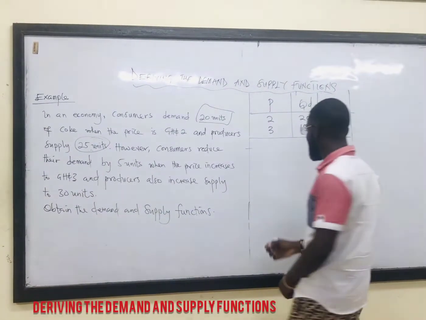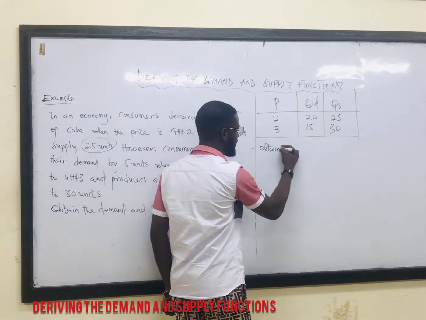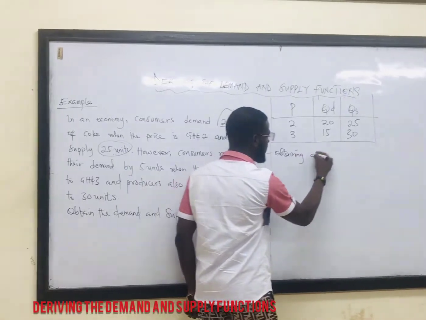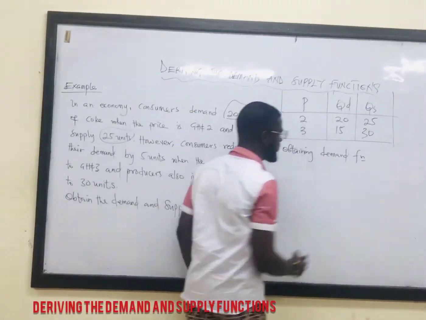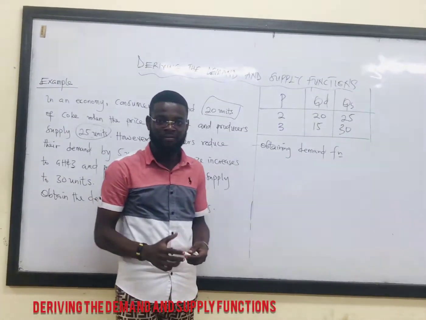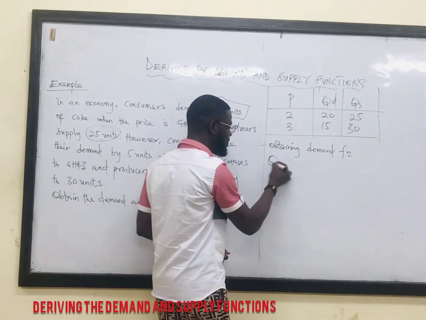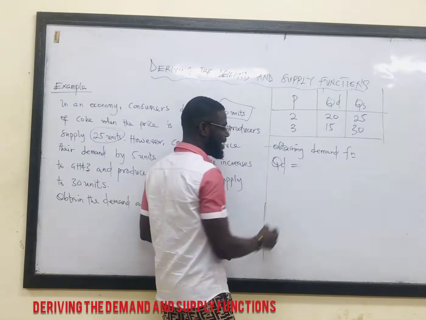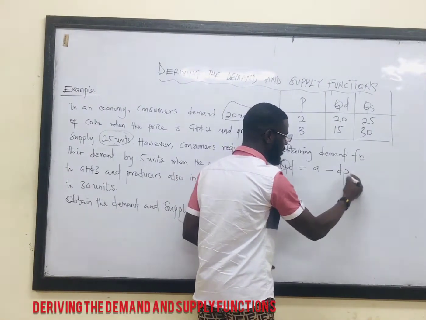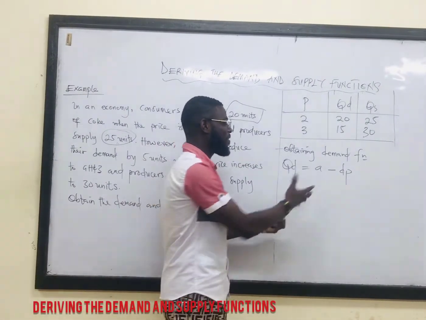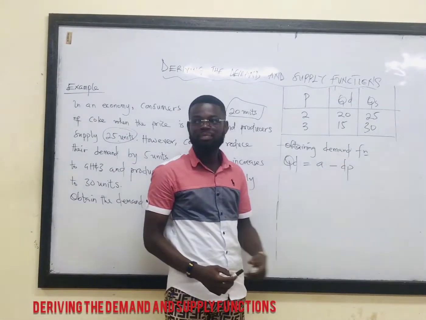So in obtaining the demand function, then we are going to use the default demand equation, which tells us that quantity demanded has a negative relationship with price. And I hope you are familiar with this equation. That is QD equals A minus BP.